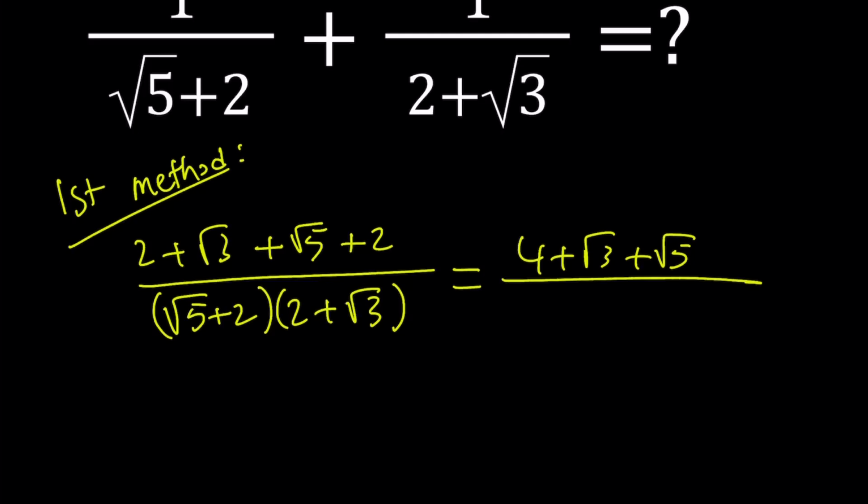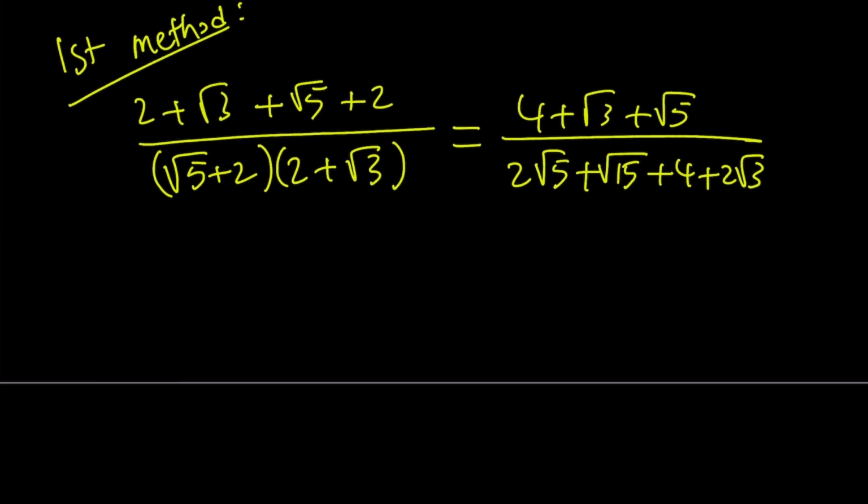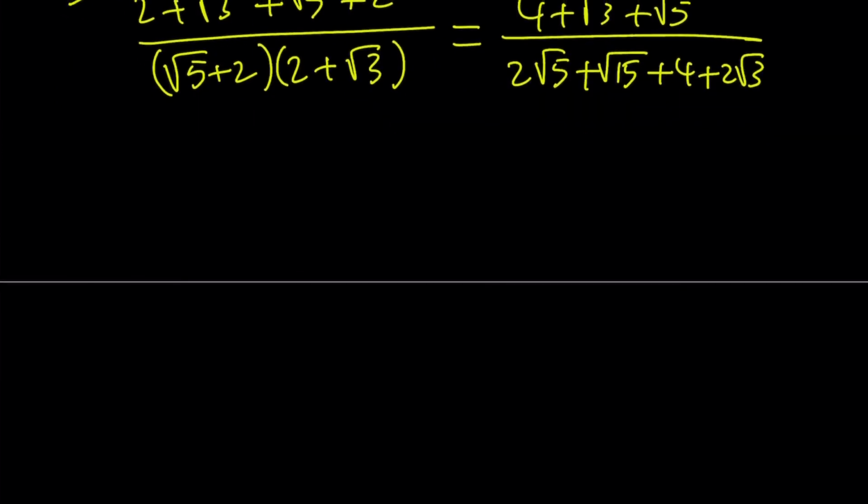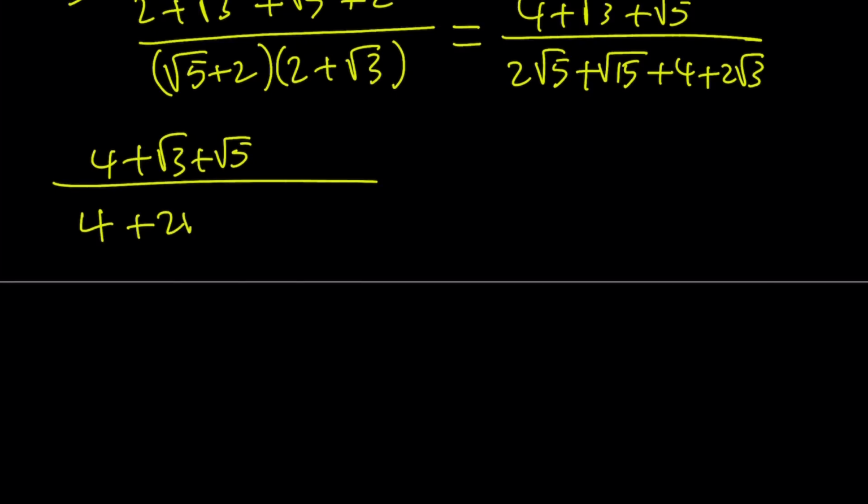Let's go ahead and distribute it. 2 root 5 plus root 15 plus 2 times 2 is just 4, and then plus 2 root 3. Great. So we got a radical expression which is kind of hard to simplify, and if we go ahead and put it like this, 4 plus root 3 plus root 5 divided by, I'm going to write the integer first, which is 4, and then the 2 root 3, and then the 2 root 5, and finally root 15.